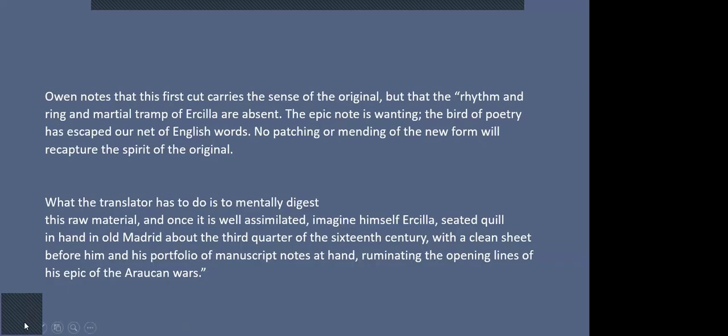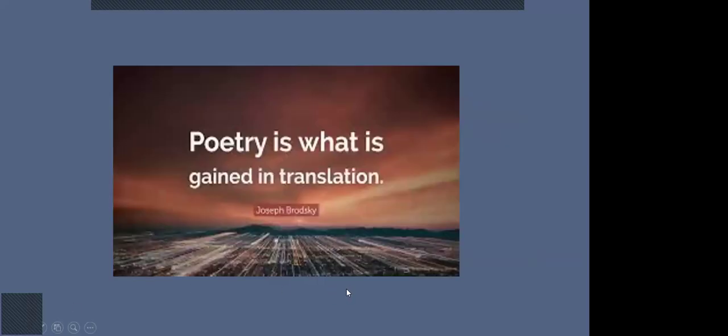So translation is never easy, never. Okay, here we have another author, Joseph Brodsky, who says that poetry is what is gained in translation. Why do you think he says this?